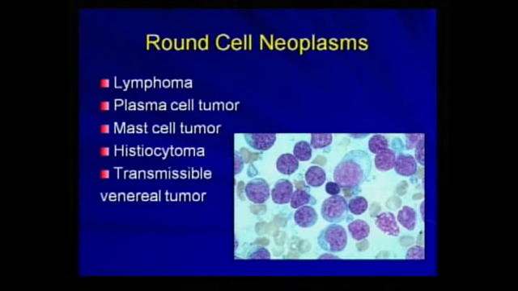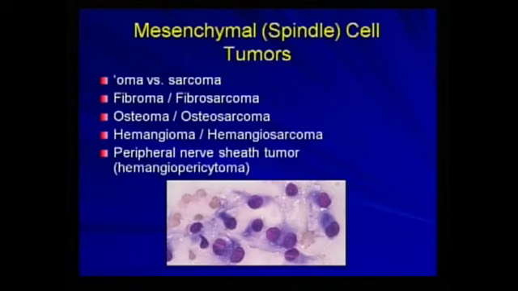The round cell neoplasms generally are 5 or 6 if you include melanoma. I was classically taught melanoma was a round cell tumor. But they all are fairly characteristic. And I think that it is well within the ken of most anatomic pathologists to be able to differentiate these. So we're going to look at lymphoma, plasma cell tumor, mast cell tumor, histiocytoma, and transmissible venereal tumors.